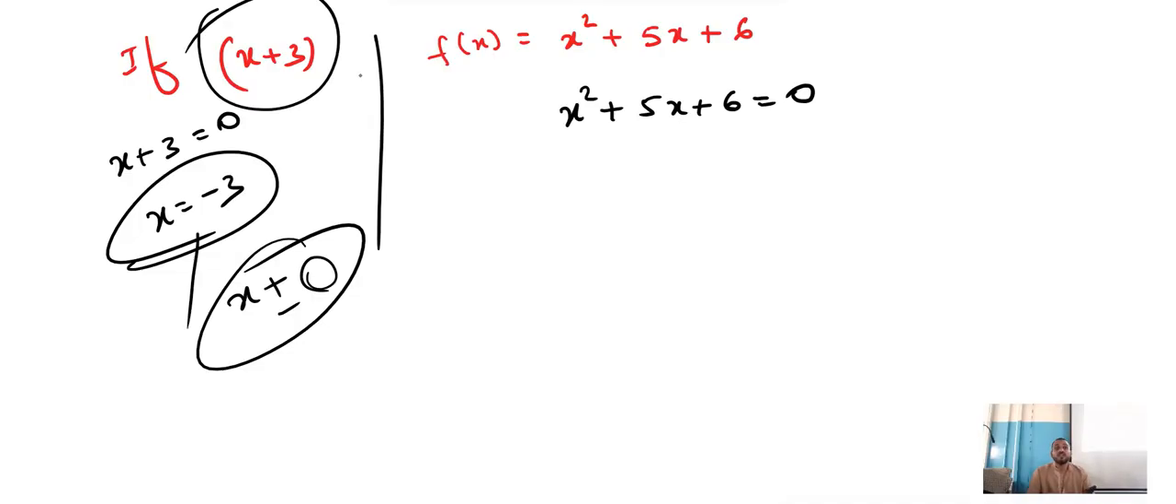Is this possible? No. Why? It is not possible because this topic is deleted in your syllabus. So this is called as factor theorem. Once if you are referring your previous year question papers, you may find this type of questions.